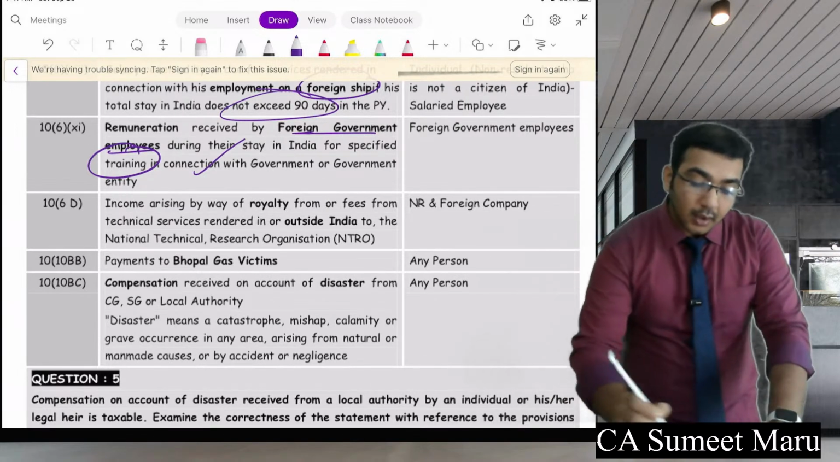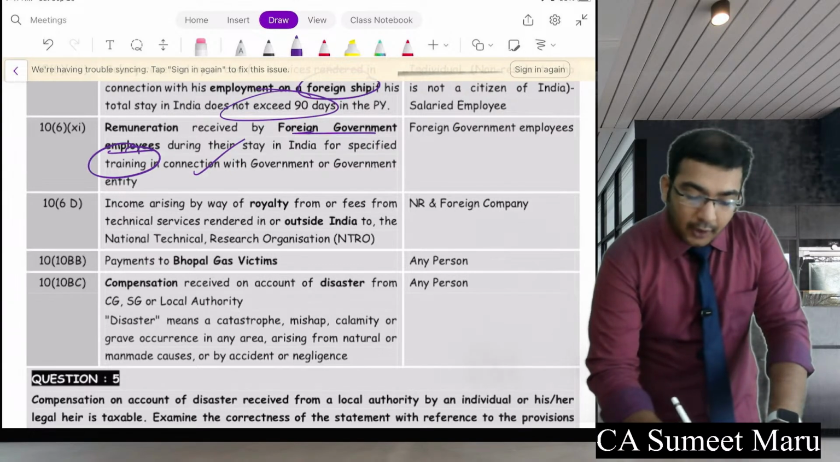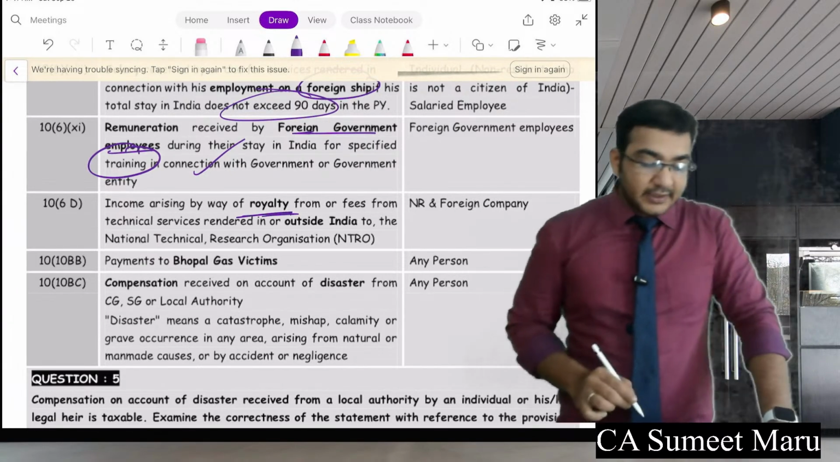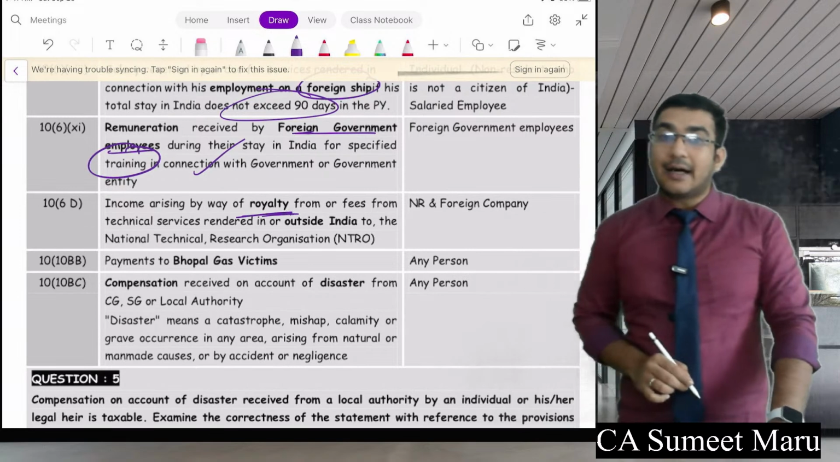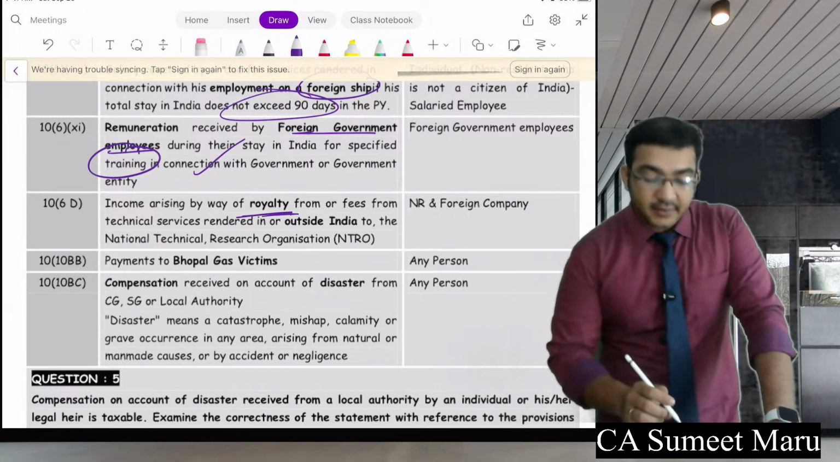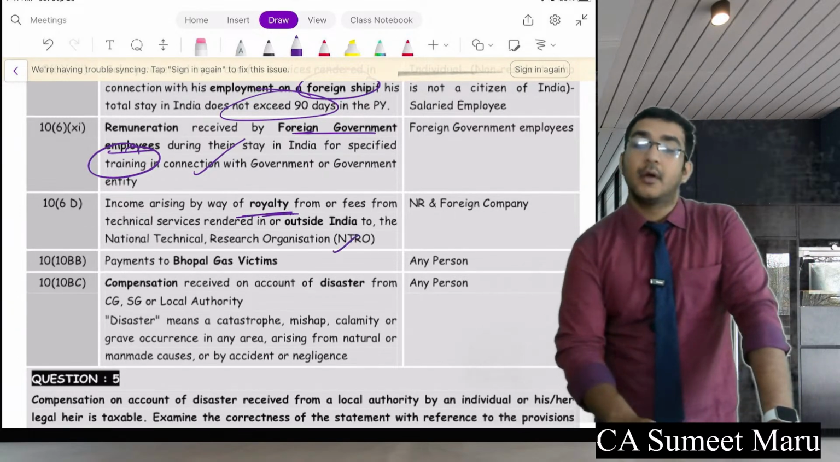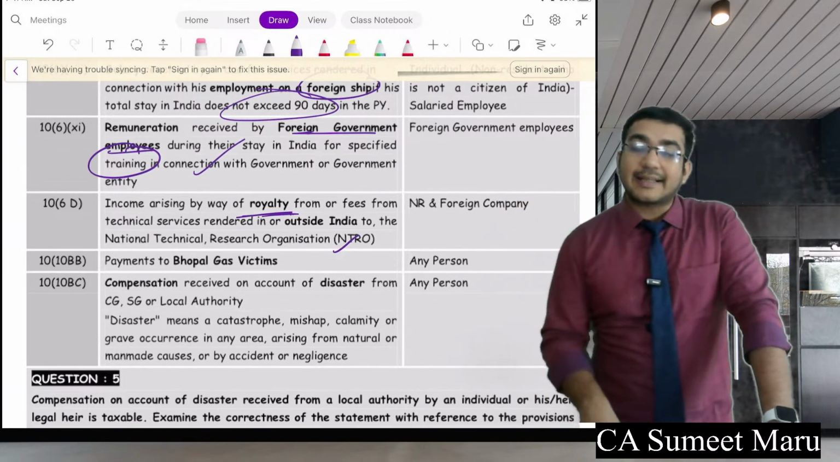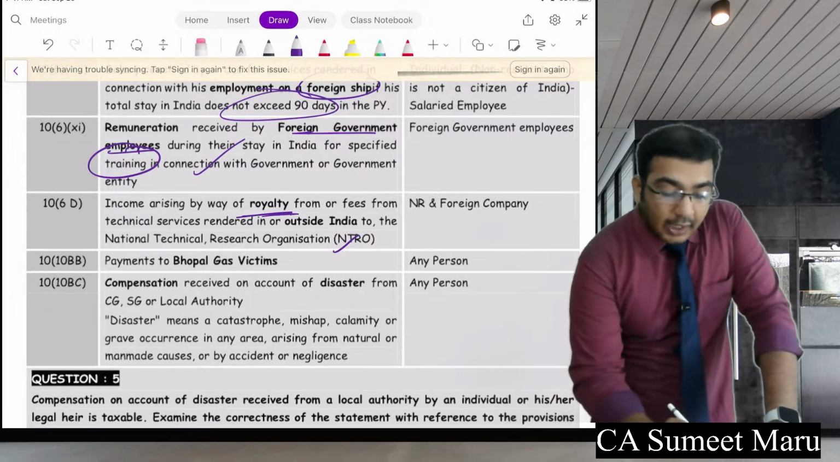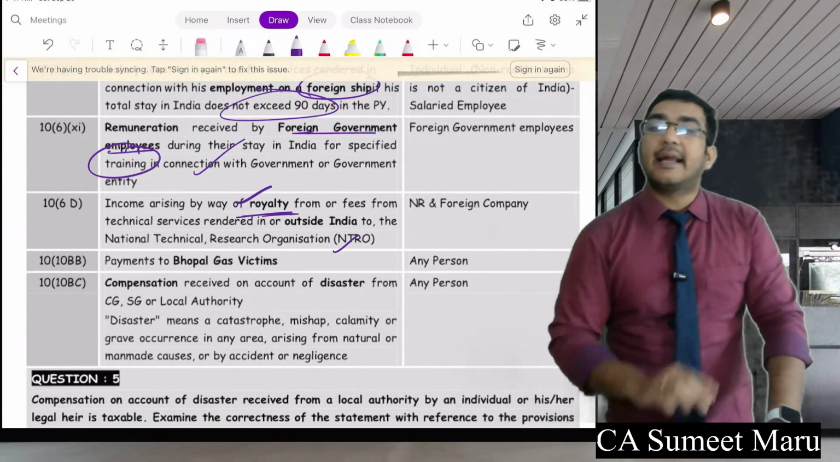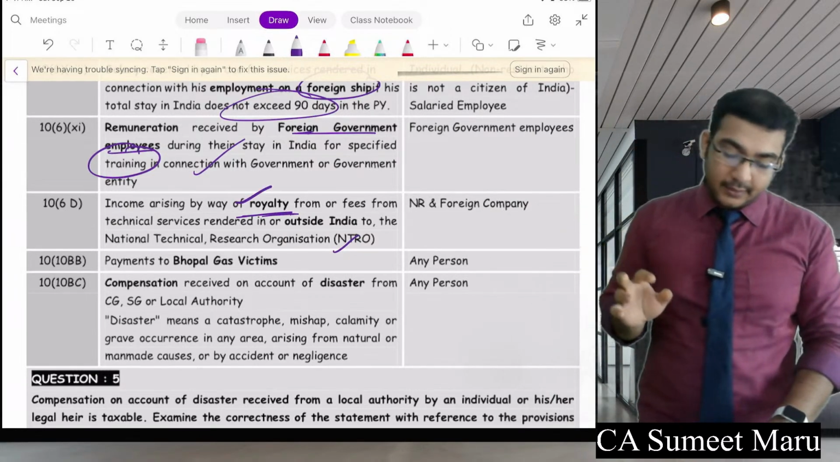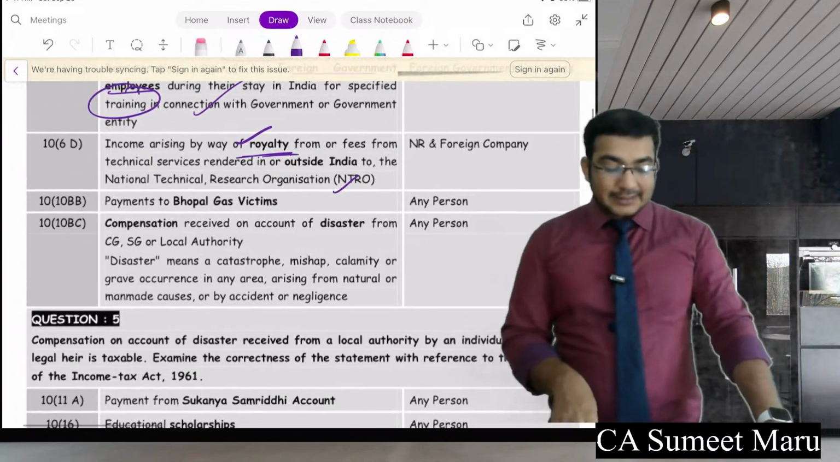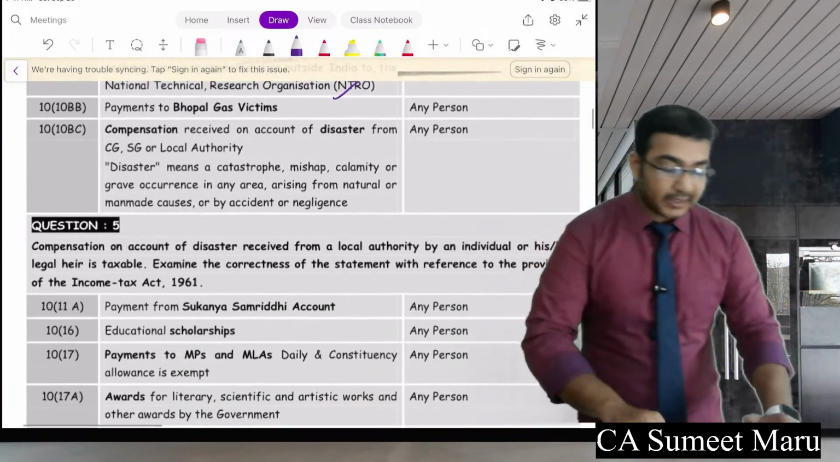Okay. Further, income arising by way of royalty or fees from technical services to NTRO. Whoever gives services to NTRO, the National Technical Research Organization, and we pay them royalty, these are exempt. We won't tax them here. Further, payment to Bhopal gas victims, compensation, this is again very important.